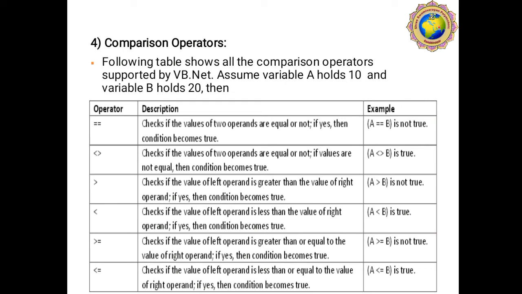Then less than or equal, greater than or equal. So here the greater than or equal: if the value of left operand is greater than or equal to the value of right operand, and the condition is satisfied, then the condition becomes true. And the same working applies to less than or equal: check if the value of left operand is less than or equal to the value of right operand. If yes, then the condition becomes true. Okay.